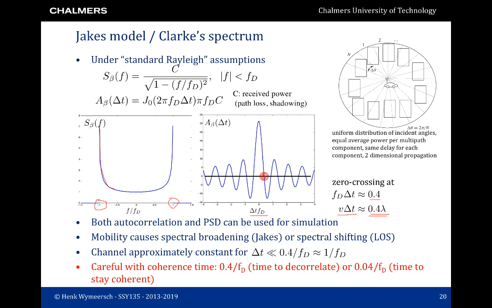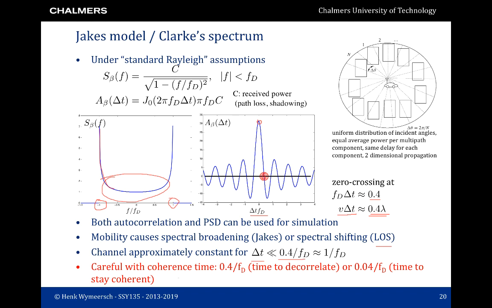Both the autocorrelation function and the power spectral density can be used to simulate the time-varying nature of Rayleigh fading. The mobility causes a spectral broadening. We see that the spectrum is broadened because of the Doppler shifts. If there's line of sight only, it is really only a spectral shifting. A tone will move to a higher or lower frequency depending on the Doppler. The channel is approximately constant for delays much less than the first zero crossing. So for delays around here, the channel is approximately constant.